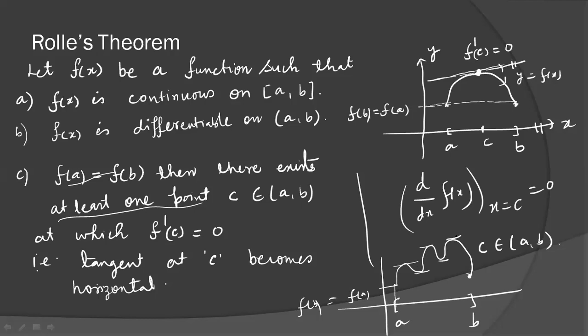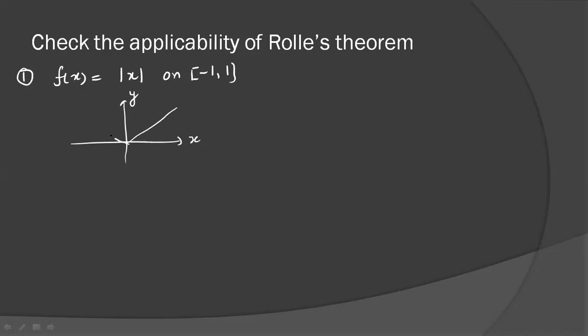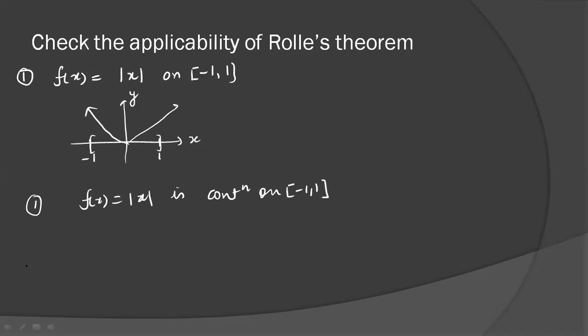Let's check the applicability of Rolle's theorem for some functions. First, f(x) equal to mod x on the interval minus 1 to 1. Check the applicability of Rolle's theorem for f(x) equal to |x| in the interval [-1, 1]. What about mod x? You know the graph. You can see my lecture 14, prerequisite for calculus module. The mod x function can be drawn like this. Between minus 1 to 1, if you draw the closed interval, which is the given domain here, the function is continuous. f(x) equal to |x| is continuous on the given domain [-1, 1]. So the first property is satisfied. I'm skipping the second property. Why? I will tell you after some time.